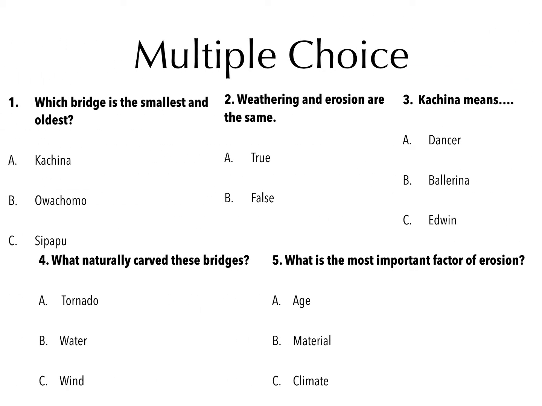Okay, so before we go any further, I'm going to introduce the multiple choice questions. Number 1, which bridge is the smallest and oldest? Number 2, weathering and erosion are the same. Number 3, Kachina means. Number 4, what naturally carved these bridges? And number 5, what is the most important factor of erosion?